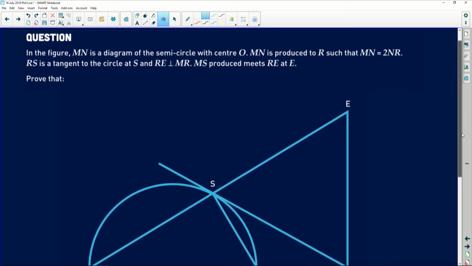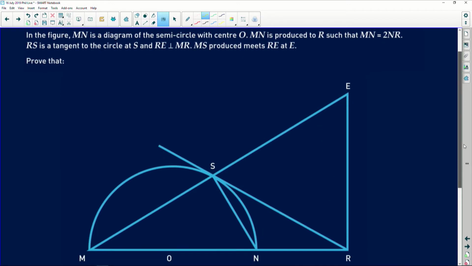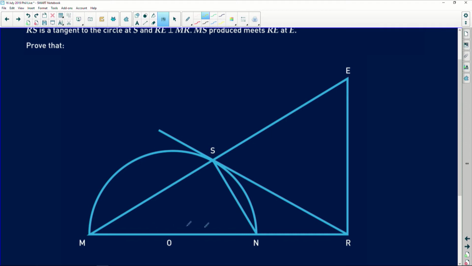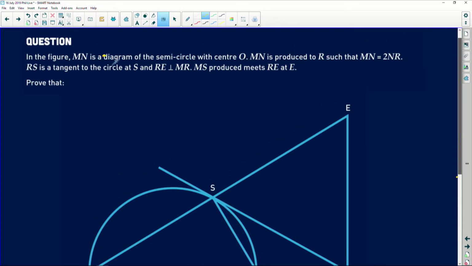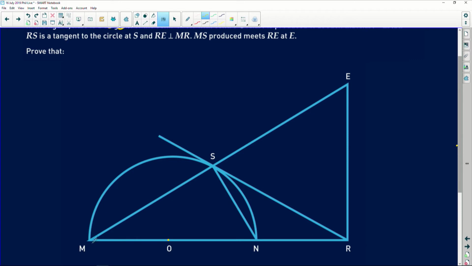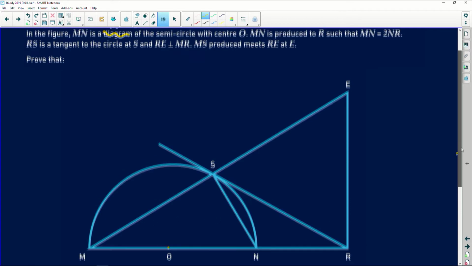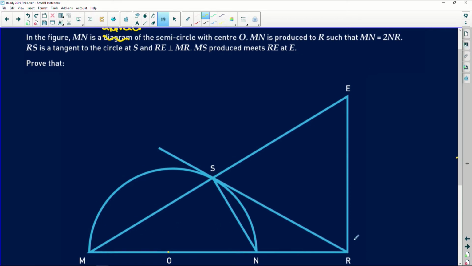Wow, a diagram. I'm pretty sure it's meant to say that it is twice the radius of the semicircle with center O. Okay, that's exactly what I meant. There are two radii here, which means it's a diameter. It's not a diagram. Sorry for that, guys. It is a diameter of semicircle with center O. MN is produced, so the diameter is extended to R, such that MN is equal to 2NR.